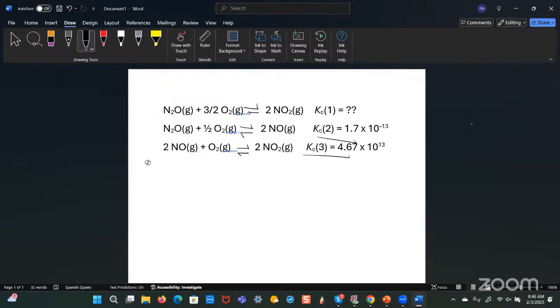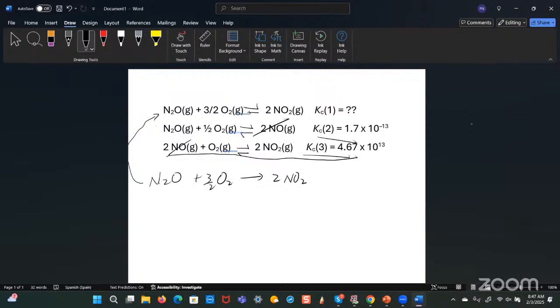Now, as I was saying, if you compare these first two to the third one, what you'll notice is that if you add these two equations, the two NOs will cancel out, and you'll be left with N2O plus 1/2 plus 1 gives you 3 over 2 O2. And then on the product side, you're just going to have 2 NO2. This is the same as this equation. So the question becomes, how do we determine Kc, given that when you add these two equations you get this equation?